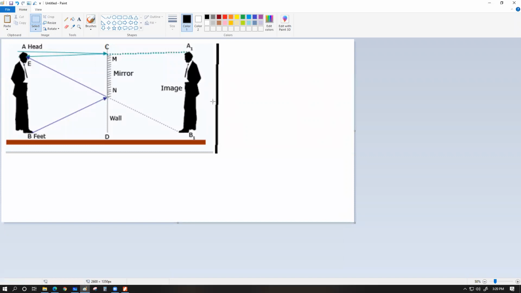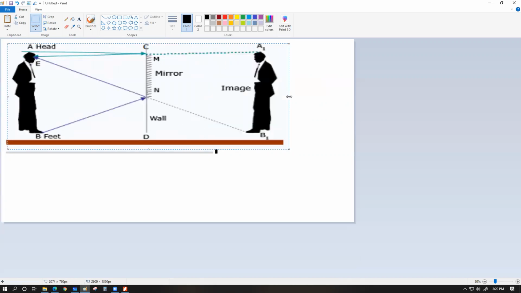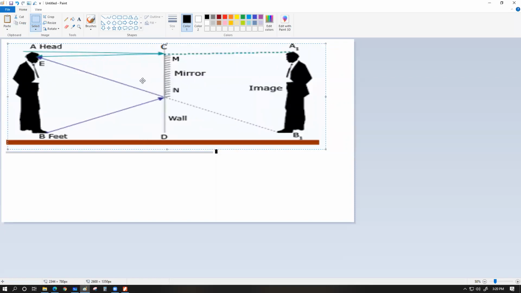So let's say currently we have this situation. The person is this far away from the wall. I can simply make this figure horizontally big. And even after that, whenever the person is standing far away from the mirror, this ratio of the midpoint is still going to work out just fine.